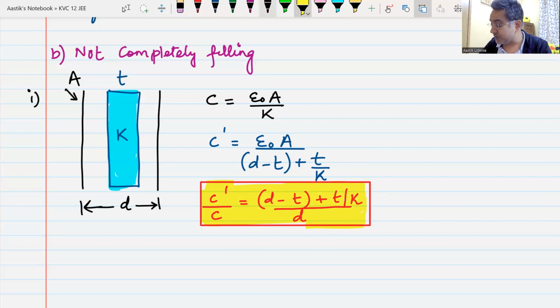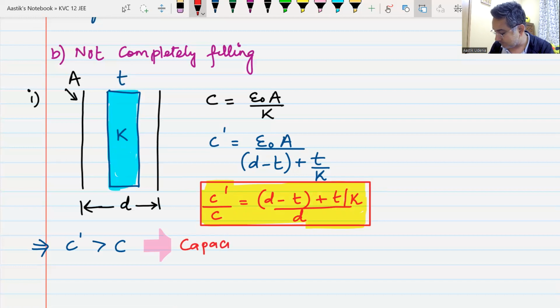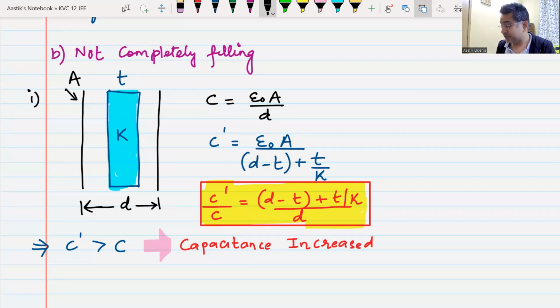What are the things that you have to remember about this? First thing, C dash will always be greater than C. That means the capacitance has to increase. Any doubt? I think I have written here K, I should have written D. Okay, thanks for the correction. Capacitance is always increased. Capacitance does not decrease, it always increases.